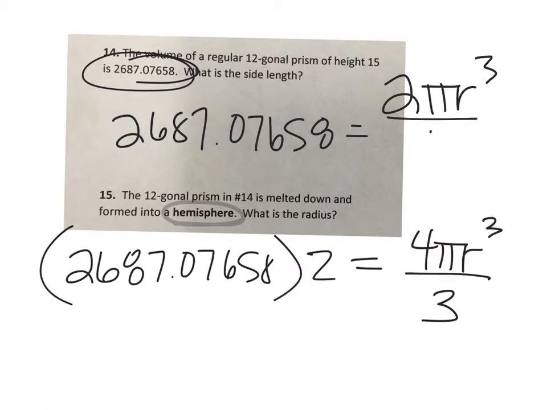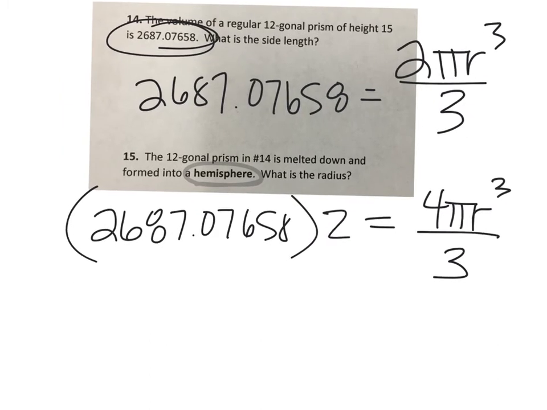Okay, since a hemisphere is half of a sphere, the sphere has a 4 here, and half of 4 is a 2. So 2 pi r cubed over 3 is a hemisphere. 4 pi r cubed over 3 is a sphere. So if you're going to use the sphere formula, times the hemisphere volume by 2. If you're going to use a hemisphere formula, leave it alone. Okay, so either way, let's do this problem here.